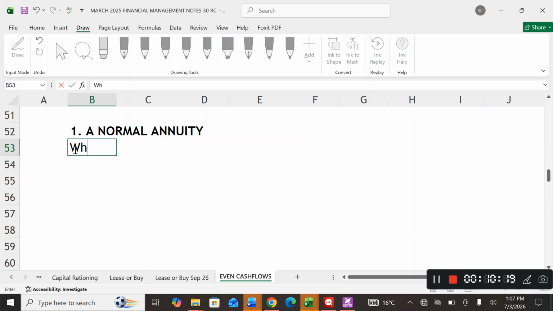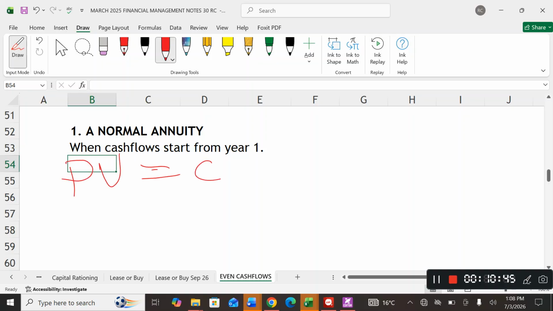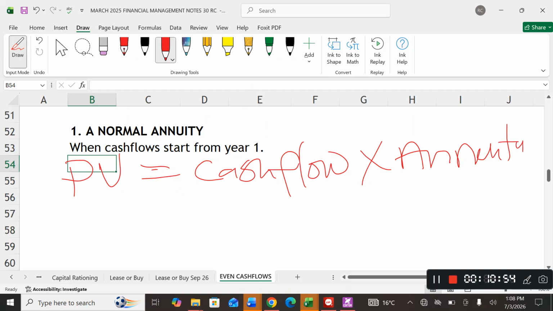It is when cash flows start from year one. So any cash flow that starts from year one, that is a normal annuity. How do we find the present value of a normal annuity? PV is equal to cash flow, like what we've done, cash flow times the annuity factor. This is what we do when we have a normal annuity.